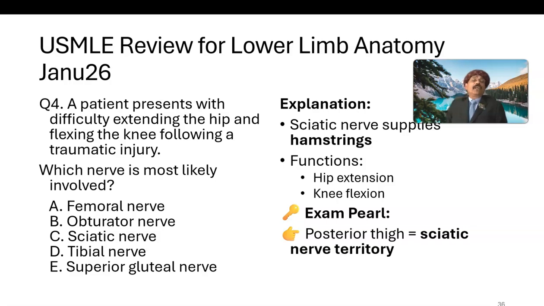A patient presents with difficulty extending the hip and flexing the knee following a traumatic injury. Which nerve is most likely involved? So the hamstring muscles. The answer should be the sciatic nerve. Explanation: the sciatic nerve supplies the hamstrings. What are the hamstrings? Semimembranosus, semitendinosus, the hamstring part of the adductor magnus, and the long head of biceps femoris. Their function is what? They are weak extensors of the hip and strong flexors of the knee. So our answer should be the sciatic.